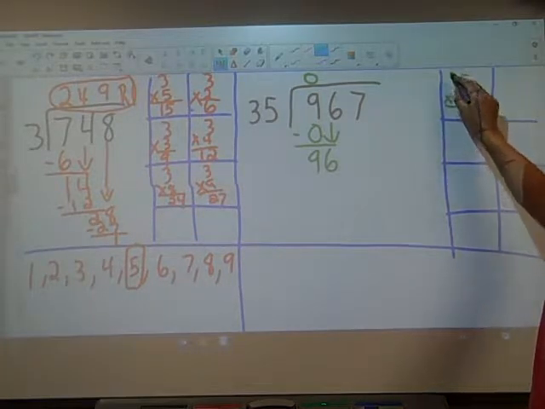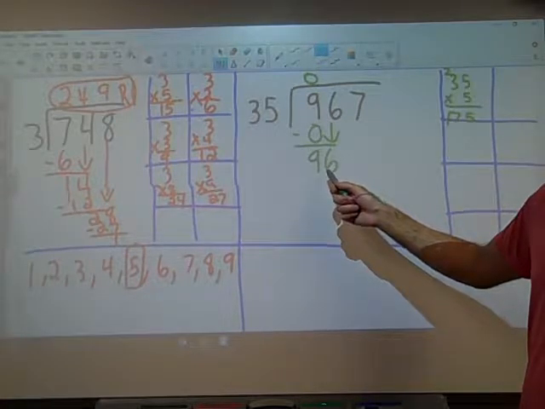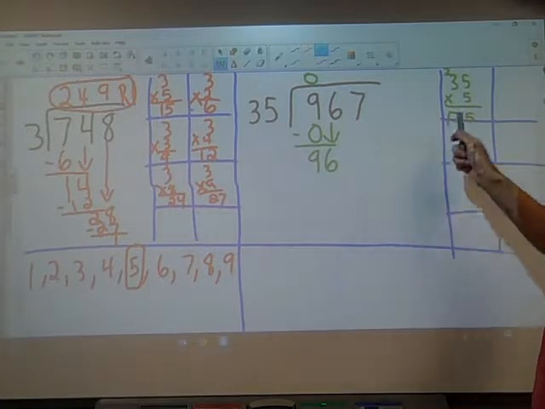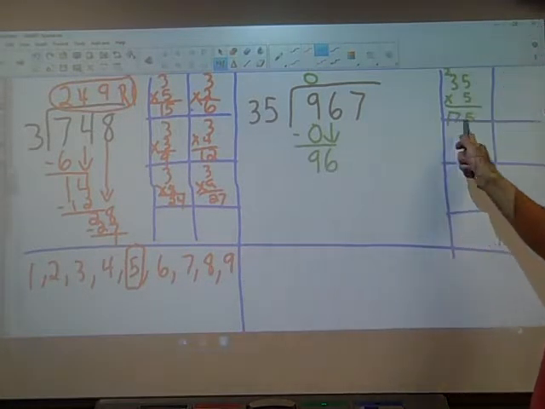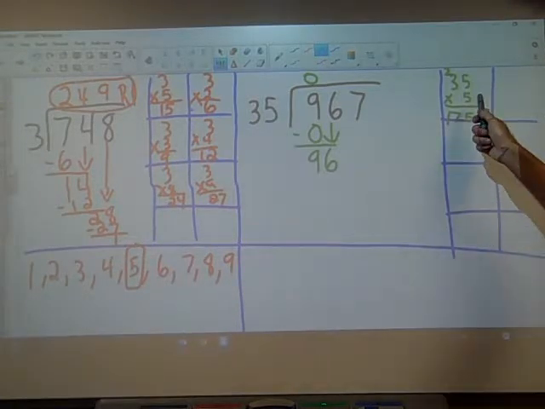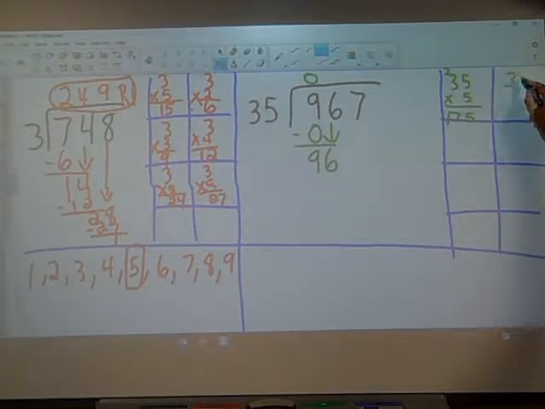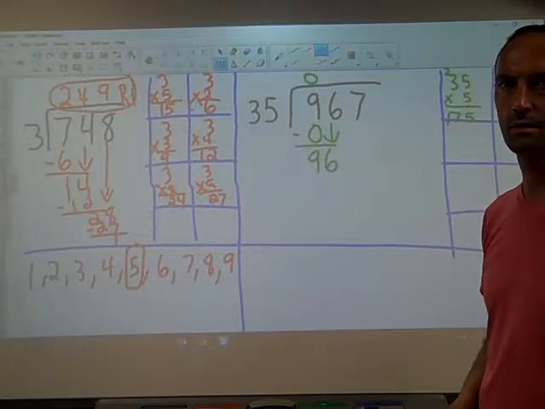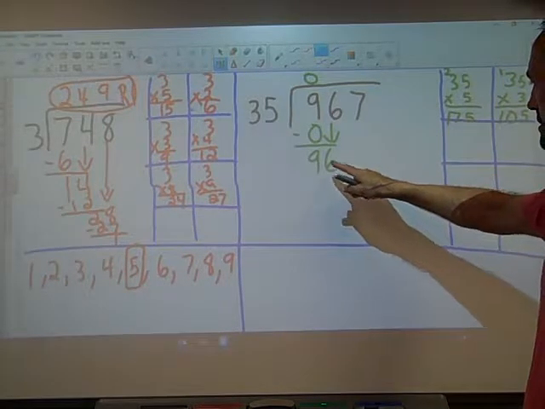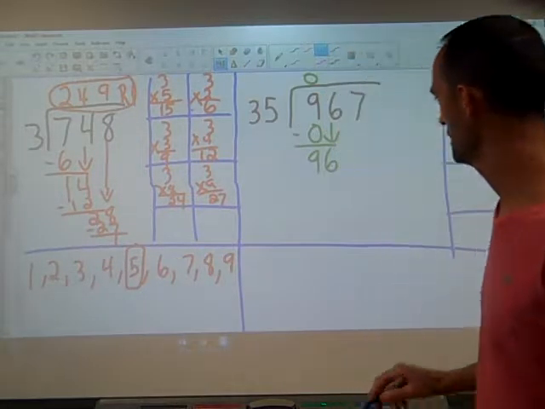Do that multiplication work, and we get 175, which is a lot larger than 96. So students should not use then times 6 or 7 or 8 or 9. That's only going to get a bigger answer. So we need to try something smaller than 5. I'm going to try 35 times 3, which equals 105. 105 is still too big, so I'm down then to either 2 or 1.